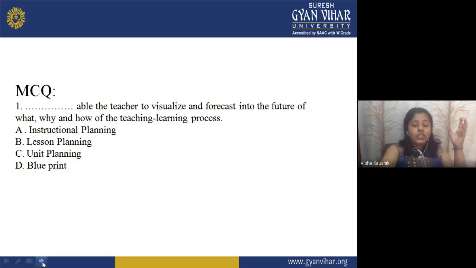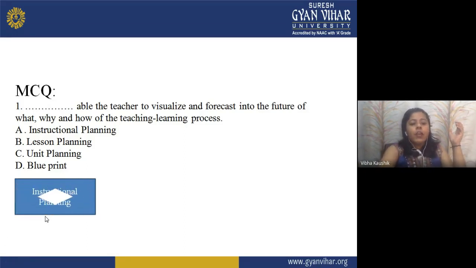Now, which planning is helping the teacher to visualize and forecast into the future of what, why, and how of the teaching learning process? Now, the correct answer is instructional planning. Means the instructional planning will help the teacher to visualize and forecast into the future of the teaching learning process, what will be done, how it will be done, and why it should be done.